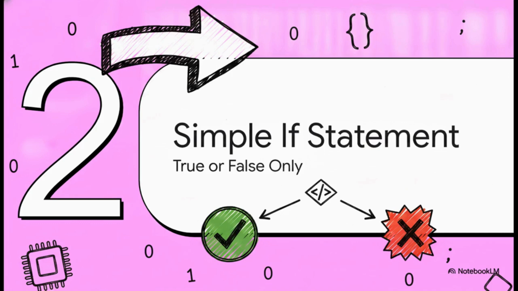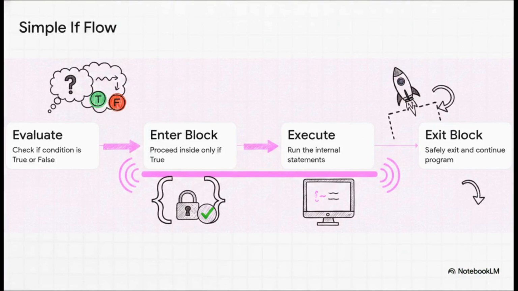Section 2. The simple if statement. True or false only. You know, what's really interesting here is that computers don't deal in maybe or sort of. These statements strictly evaluate to a Boolean true or false. Here is the exact machine flow of how C++ processes a simple if statement. First, it evaluates the condition inside the parentheses to see if it's true or false. Second, if it is true, it enters the code block. Third, it executes the internal statement, like printing a message. And finally, it safely exits the block.